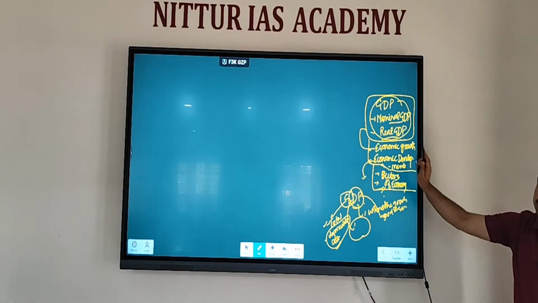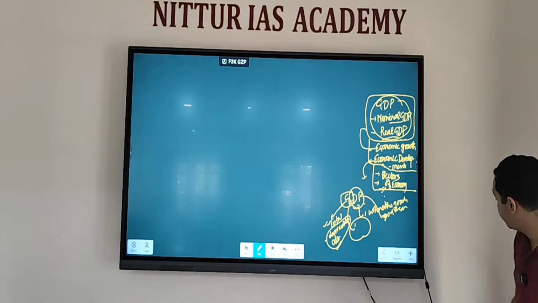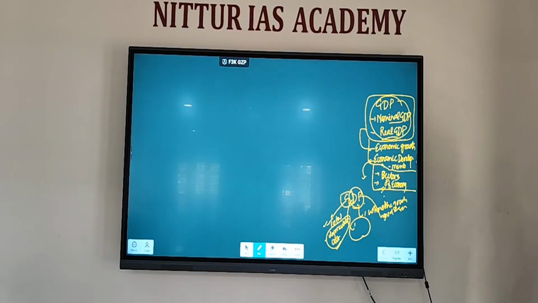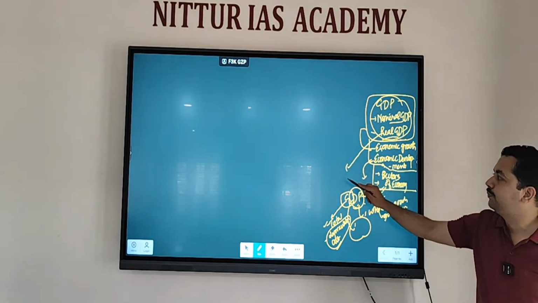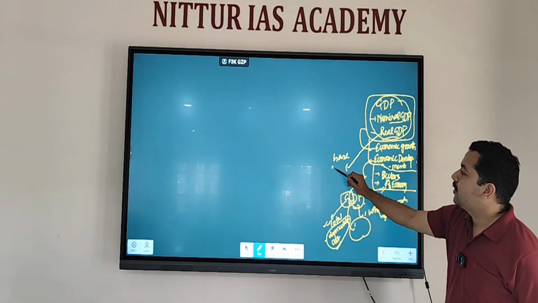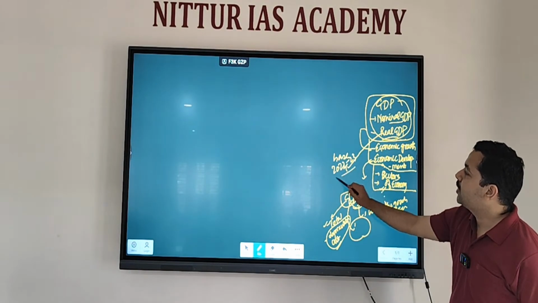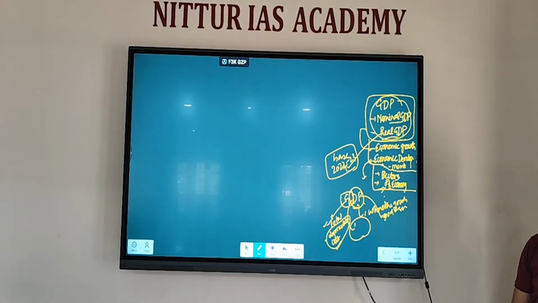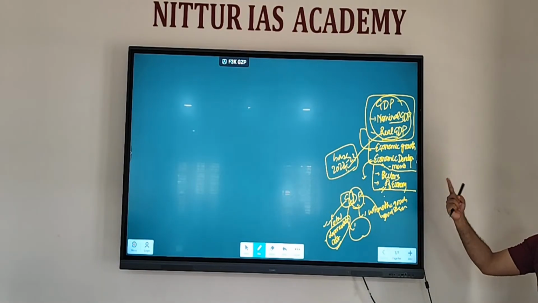Finally, we discussed nominal GDP and real GDP. What is the difference between nominal and real GDP? Nominal GDP uses current year prices, while real GDP uses base year prices. We discussed the current base year, 2022-23. The base year has now been upgraded, and it is applicable from Friday onwards. The new base year is now applicable.